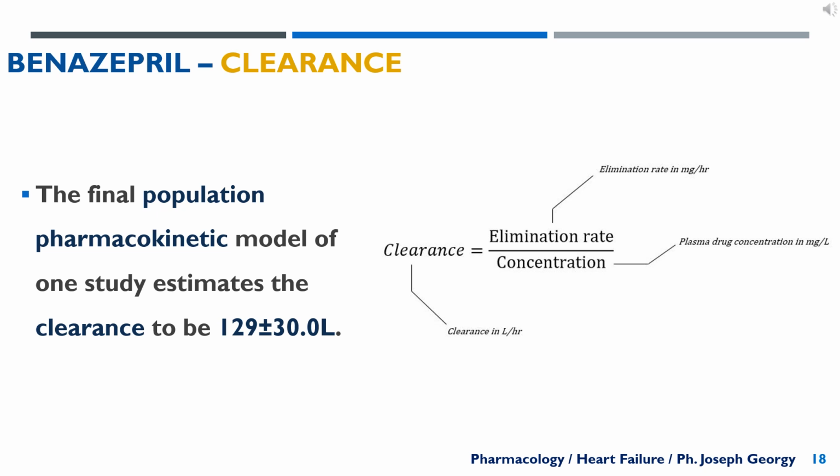The final population pharmacokinetic model of one study estimates that the clearance of benazepril is about 129 plus minus 30 liters.